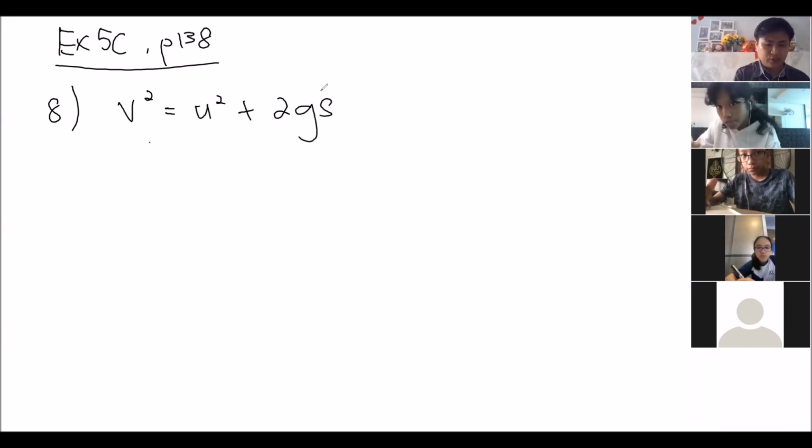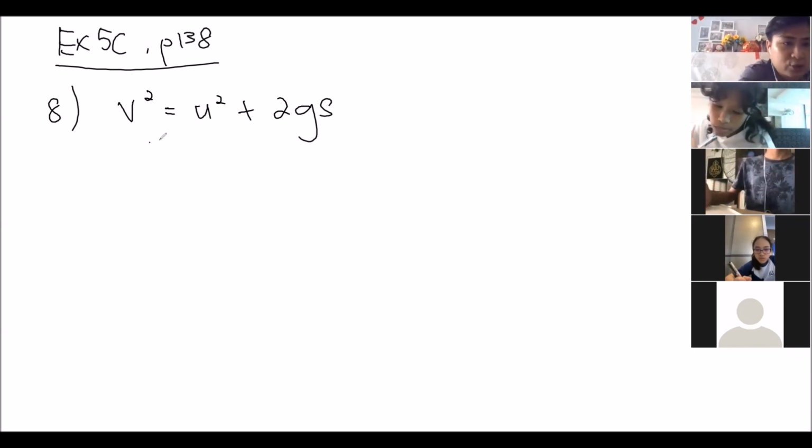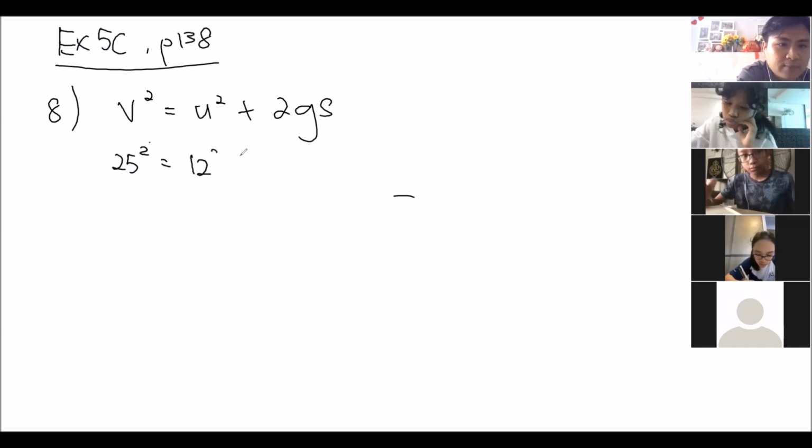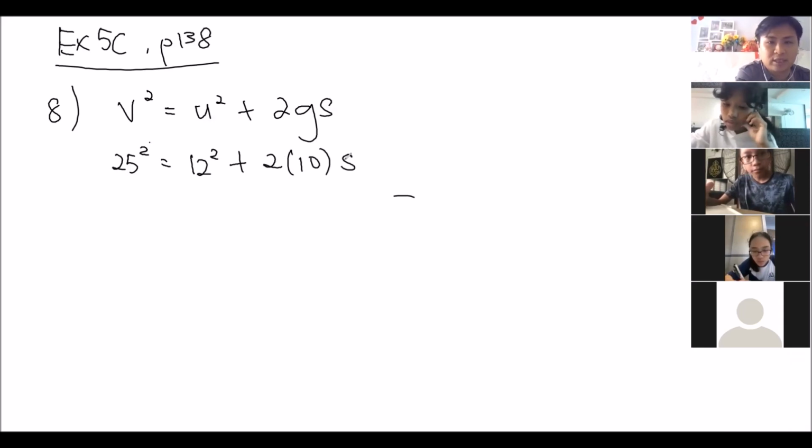Okay, what is the next thing that we should do now? V equals 25, so you put 25 square. Then after that, u is 12, so 12 square plus 2 bracket 10 then s, right? Make sure you put the bracket there, because if you write 210, it becomes 210, then it's wrong already. So make sure you have the bracket there.